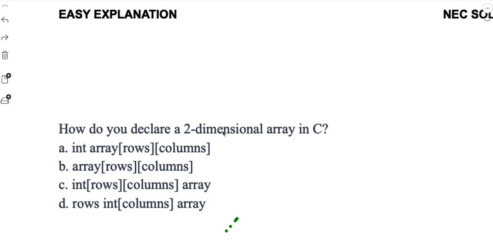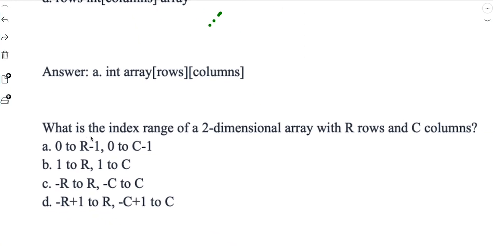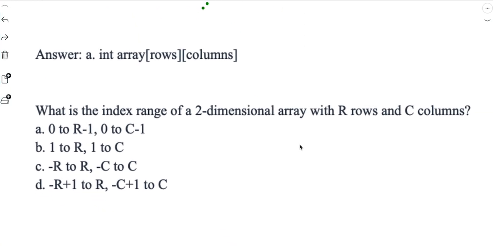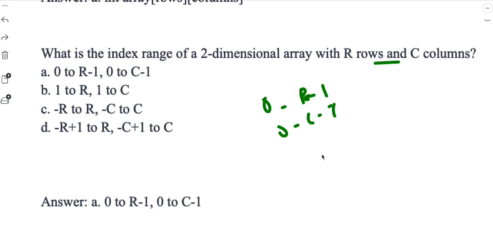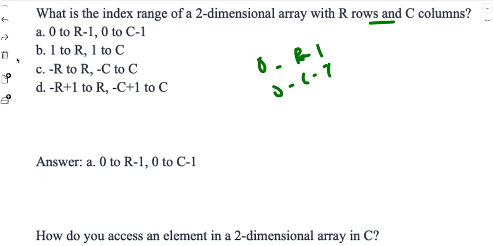How do you declare a two-dimensional array? So we give the data type, name of the array, and rows and column inside big bracket. So this is the correct answer. What is the index range of a two-dimensional array with R rows and C columns? So it is 0 to R minus 1 for row and 0 to C minus 1 for column. A is the correct answer here.